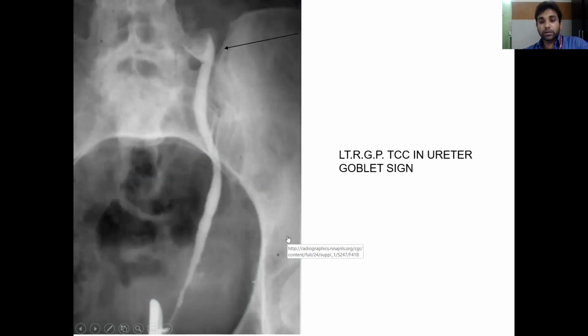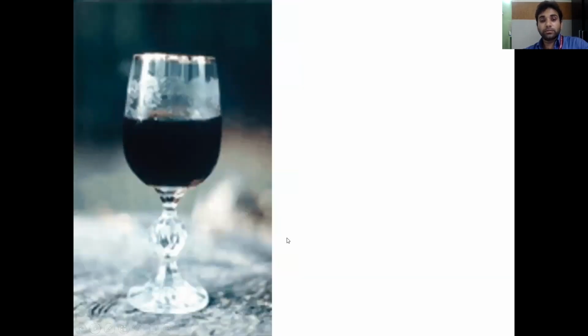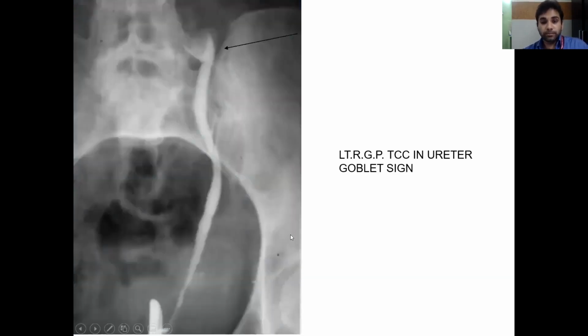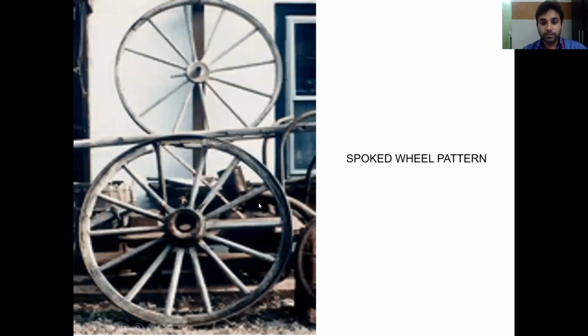Left retrograde pyelogram shows the goblet sign, which is usually due to transitional carcinoma of the ureter. Goblet sign of ureter, also known as champagne glass sign, refers to the appearance of the ureter when it is focally dilated.